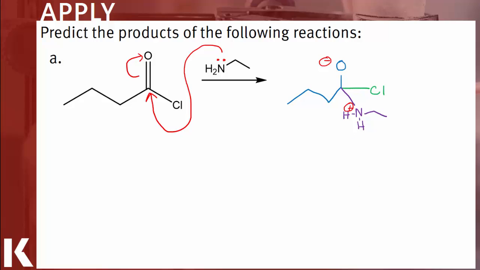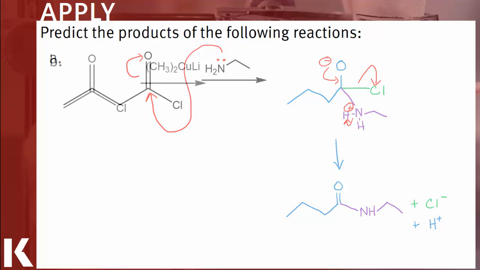Next, we need to look for the leaving group. Since halides on acyl halides are a great leaving group, the chlorine is kicked off, and we have reformation of the double bond to create the product N-ethylbutanamide. Notice that we've swapped out the acyl chloride for an amide.